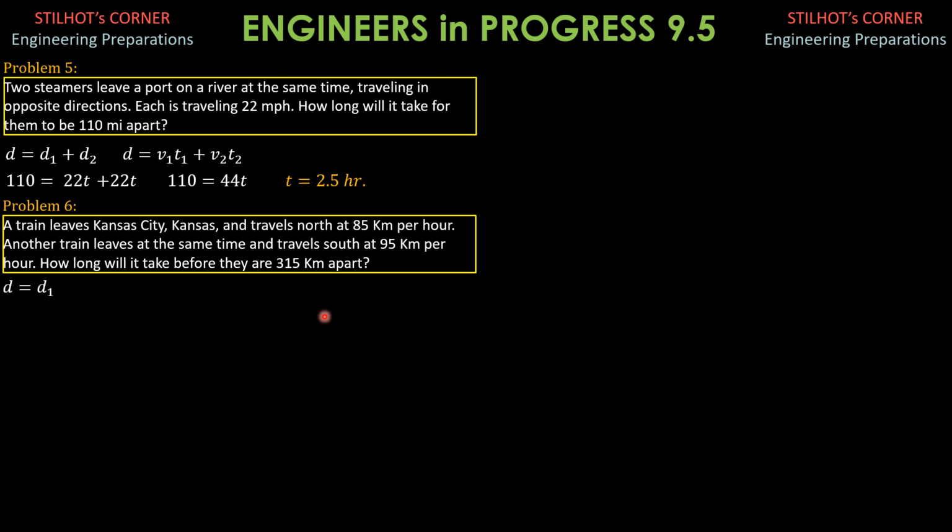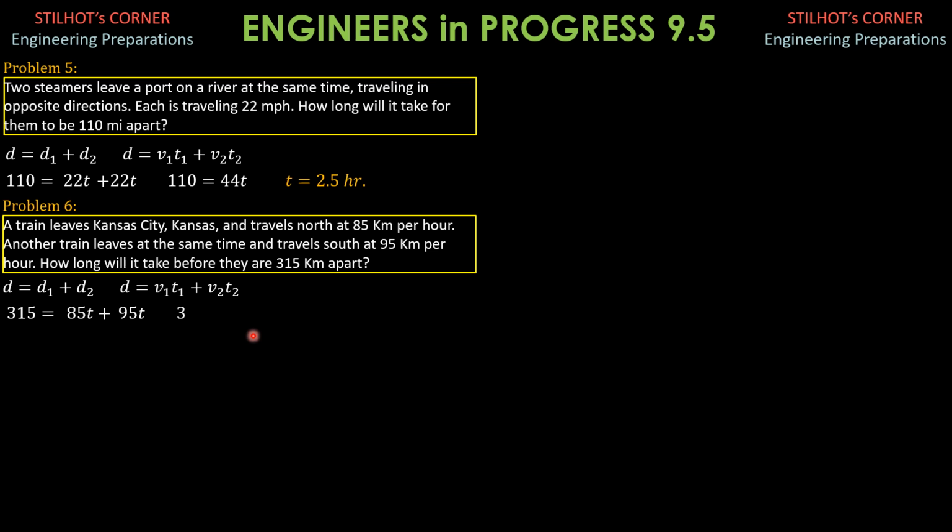So distance is still distance 1 plus distance 2, and it is also the speed of the first train times the travel time of the first train, and the speed of the second train times the travel time of the second train. Since both trains leave at the same time, they have the same travel time. The total distance is equated to 315. So 315 equals 85 times t plus 95 times t.